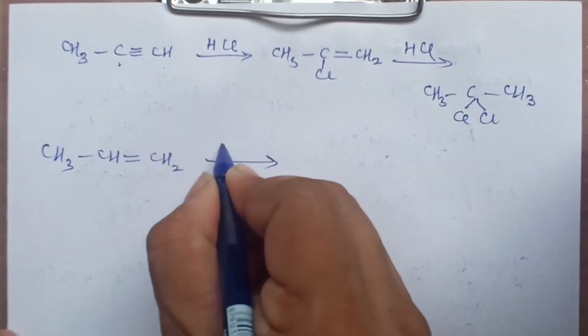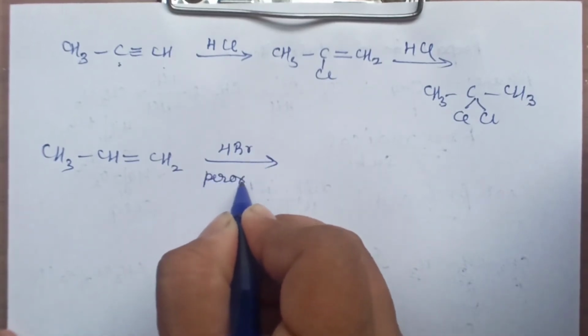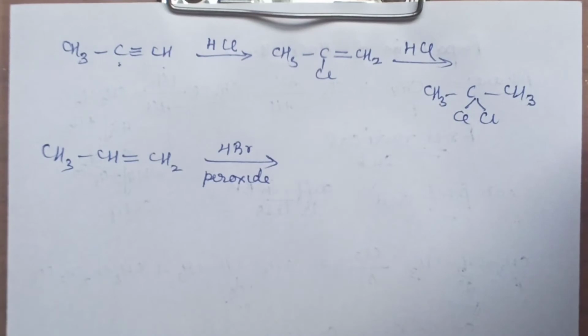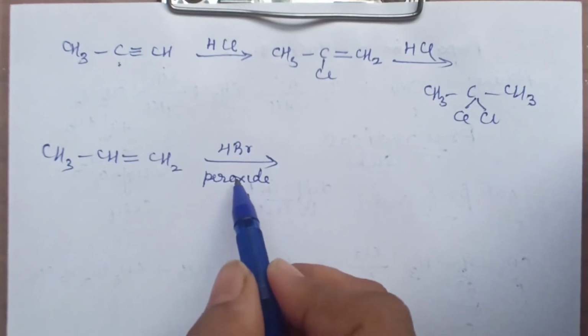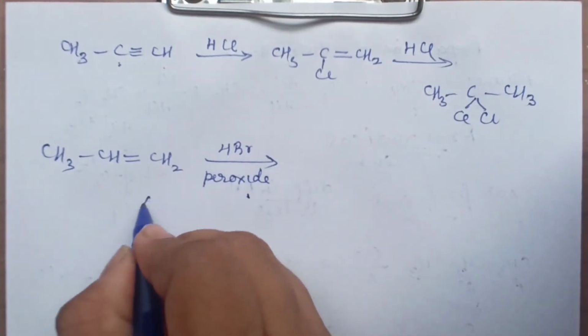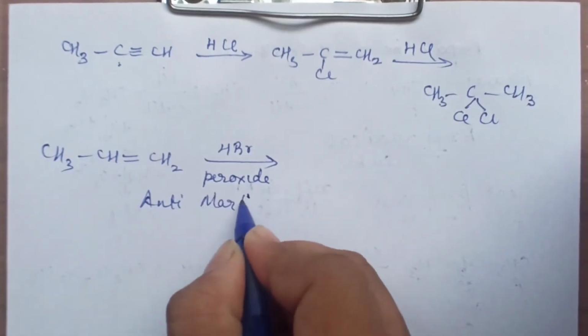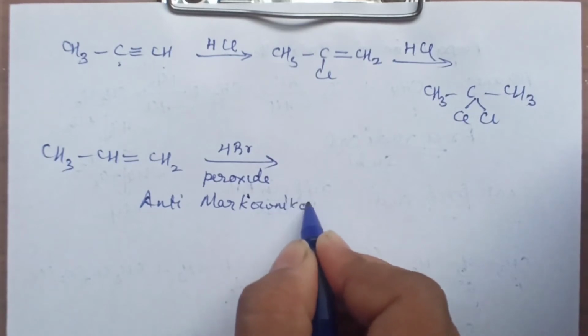Now, if you add CH3, CH, double bond, CH2, and suppose there is HBr addition occurring in the presence of peroxide. This is only applicable for peroxide. We have discussed in class 11 why only for peroxide. In the presence of peroxide, it is following anti-Markovnikov's rule.